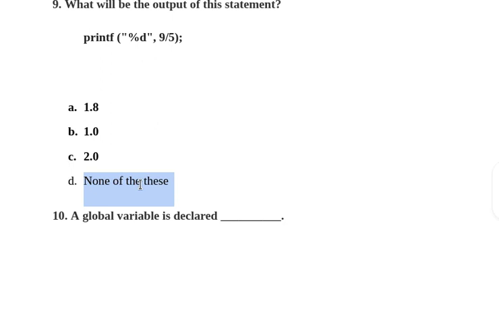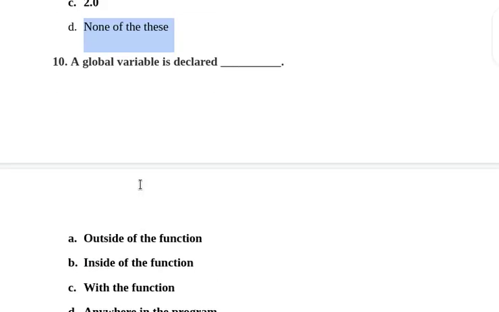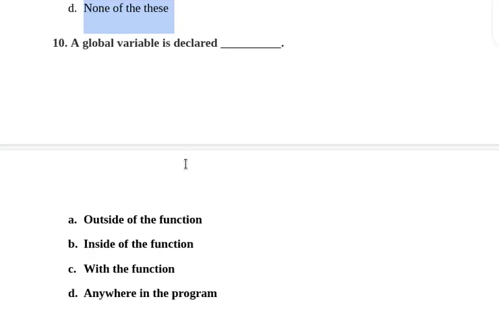So the last question is, the global variable is declared as. The global variable is declared outside the function. Inside the function? No, inside the function it is a local variable. Anywhere in the program? No, it should always be declared outside the function.